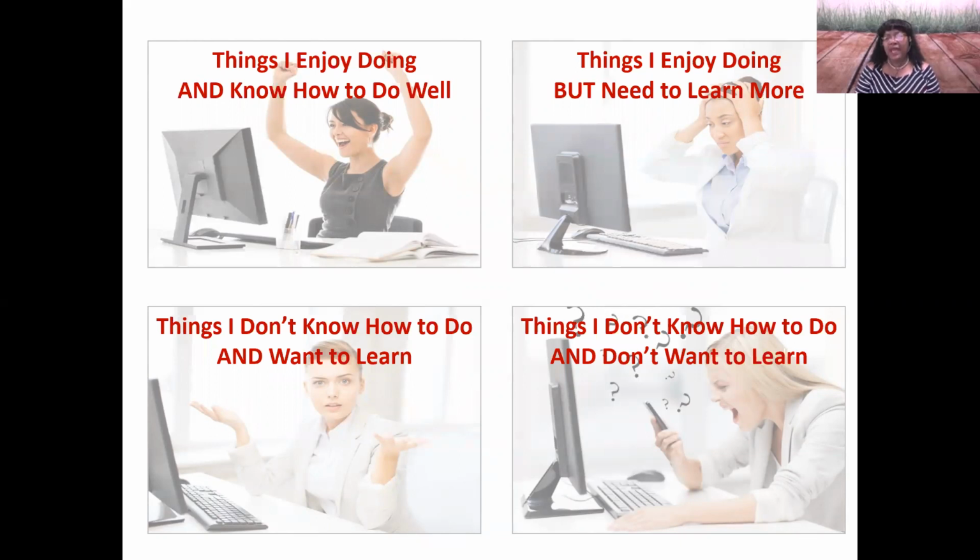Then we have, on the right-hand side, things I enjoy doing but need to learn more. These are the things where you could be dangerous. You know just enough to be dangerous and probably need some more training to be really great. And then in the lower left corner, we have things I don't know how to do and want to learn. And then we have the 4th quadrant, which is my favorite, things I don't know how to do and I don't want to learn how to do. How about that one, huh?